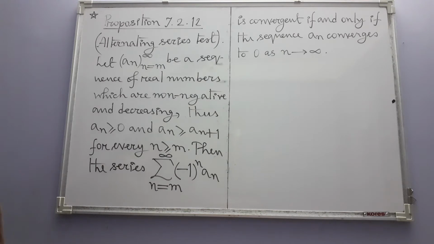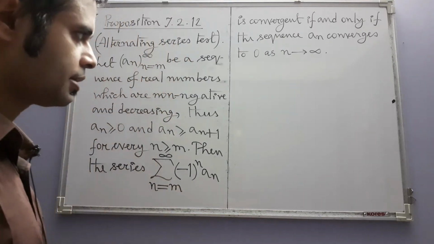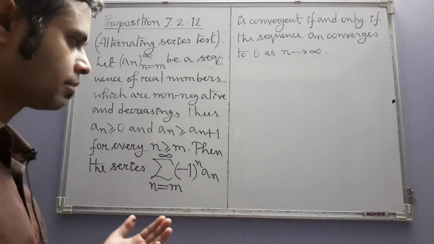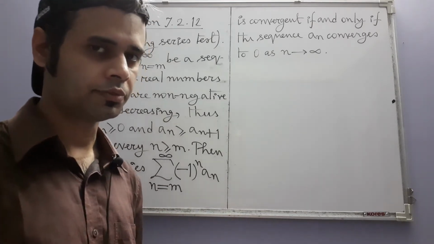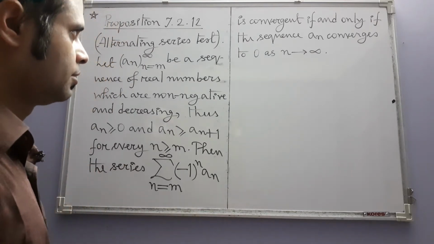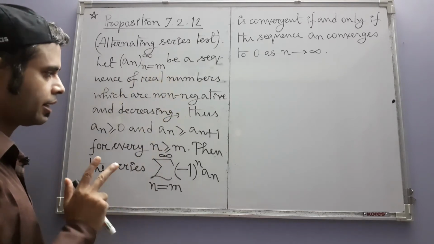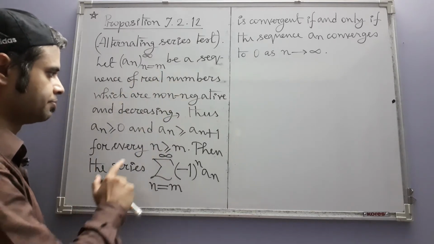Okay, so we next look at the alternating series test. There is that type of series where the terms alternate between positive and negative terms. So this proposition is about convergence of such series. Here we have a sequence an of real numbers which has two properties.